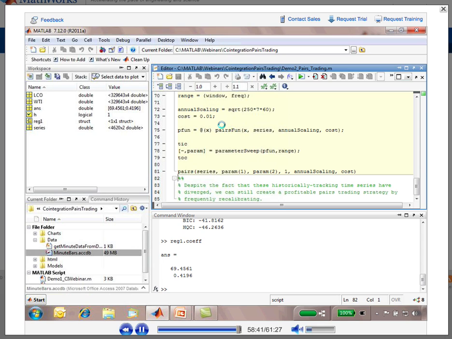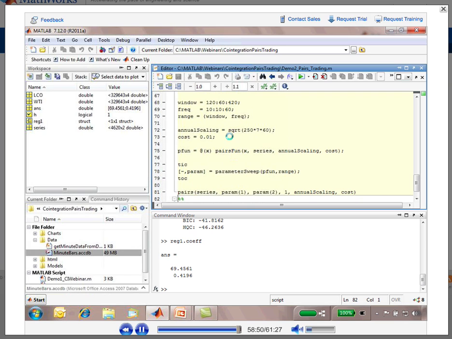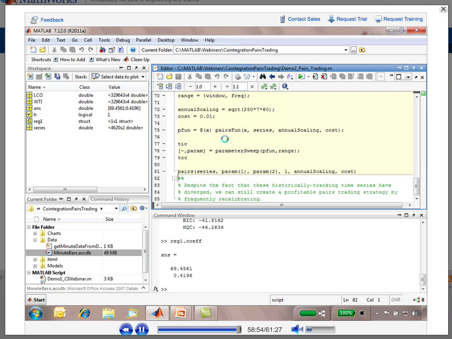This should take roughly about 30 seconds to complete. So what we're doing now is testing that pairs function over all the different combinations. And once it's done, we'll then see the plot come up of the best pairs trading strategy based upon the window that we've found.